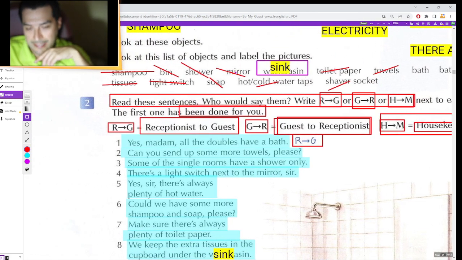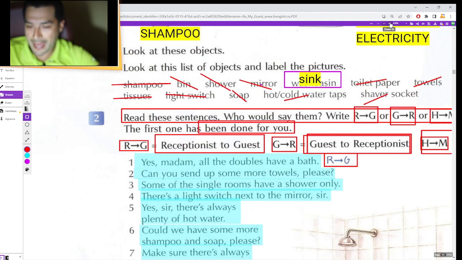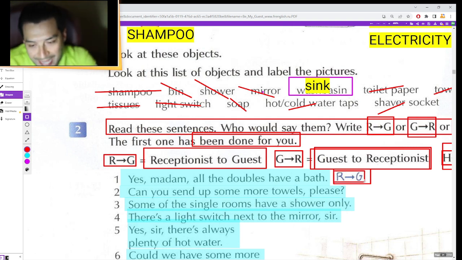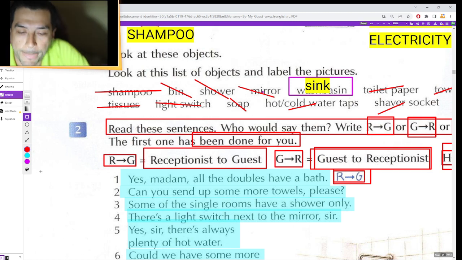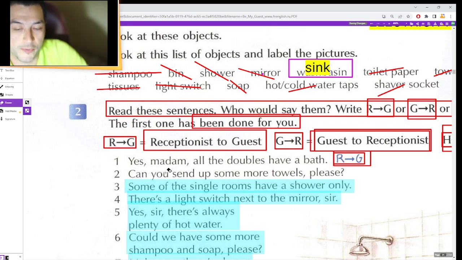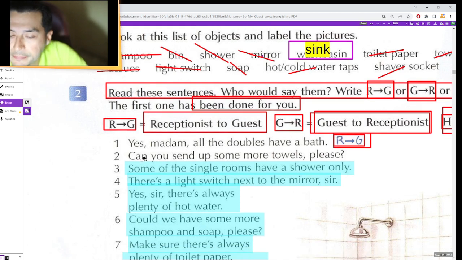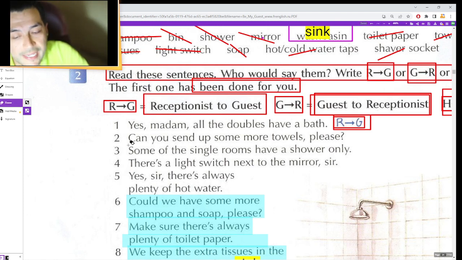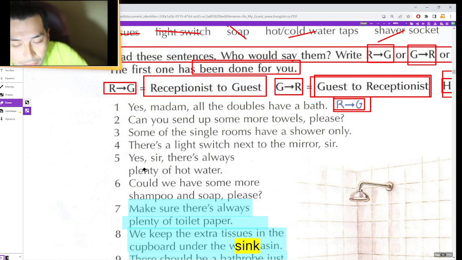Let's read the sentences. Number one says, "Yes, ma'am, all the doubles have a bath." The receptionist to the guest. Receptionist to guest. Number two, "Can you send up some more towels, please?" Number three, "Some of the single rooms have a shower only." Number four, "There's a light switch next to the mirror, sir." Number five, "Yes, sir. There's always plenty of hot water." Number six, "Could we have some more shampoo and soap, please?"